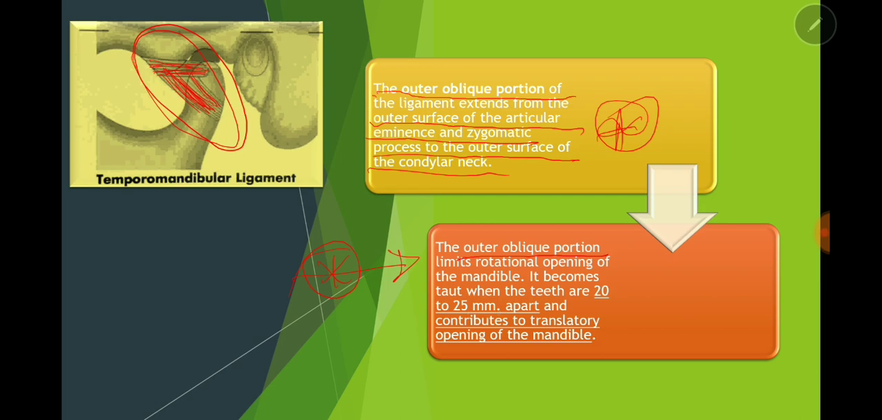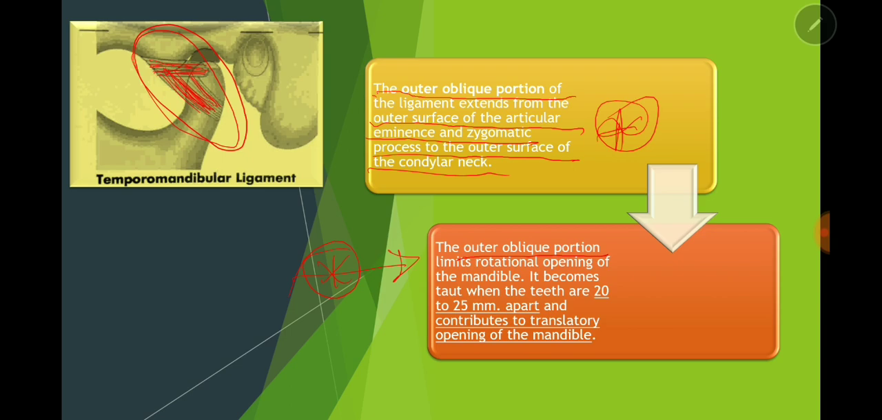It limits rotational opening of the mandible. So when you're opening, that's the first hinge movement, which is 14 to 25 millimeters. The reason you stop is because the lateral ligament, or temporomandibular ligament, is limiting it from rotating any further. And then if it can't rotate any further, then it translates. And that is a function of the oblique portion of the temporomandibular ligament. Make sure you know that really well.